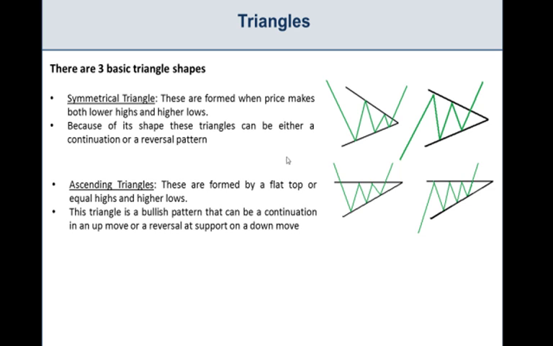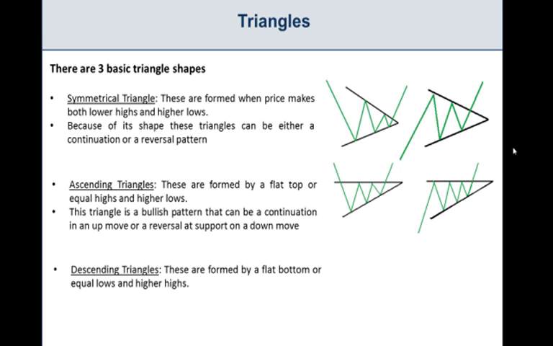As you can see here, we are in a down move and we are making higher lows and a flat top. This is a very strong reversal pattern at the end of a down move at a support zone. And if we are in an up move and we see that we are making higher lows and a flat top, you can wait for the breakout to trade the continuation of the trend and go long on the asset that you are analyzing.